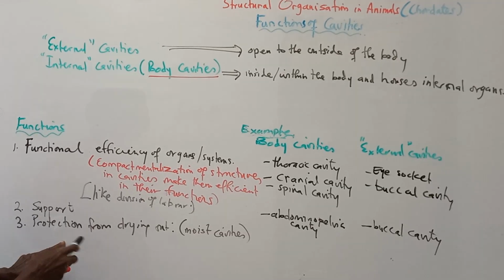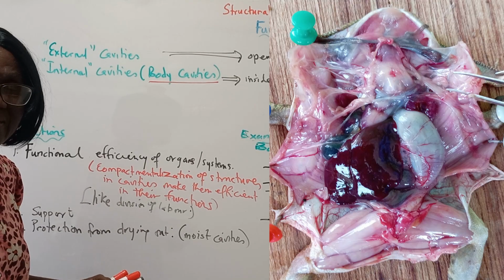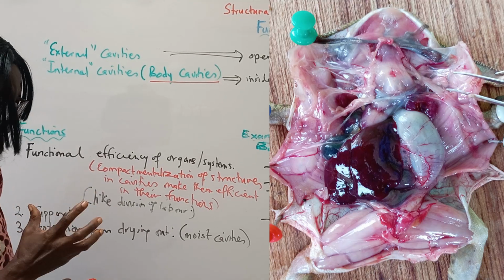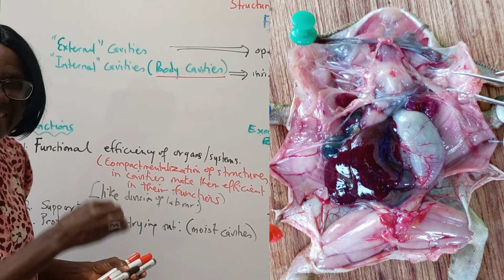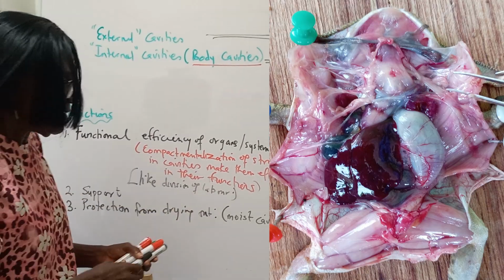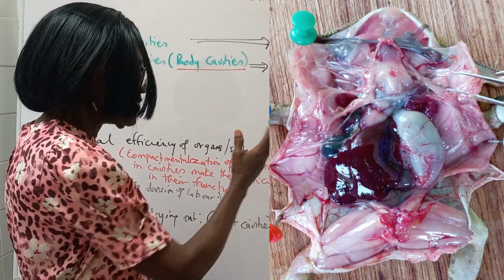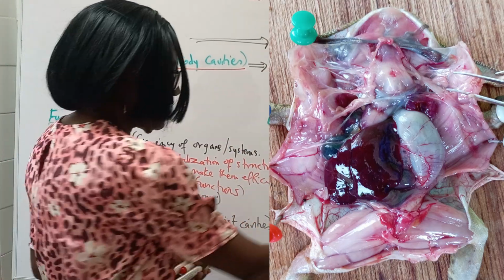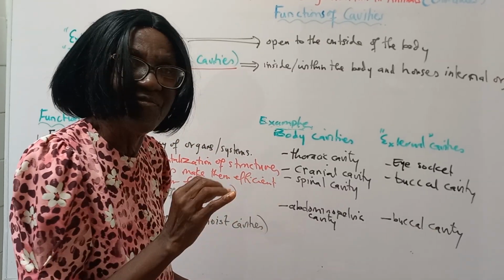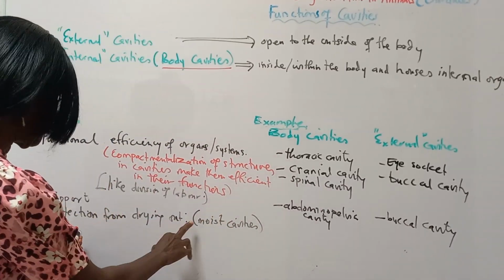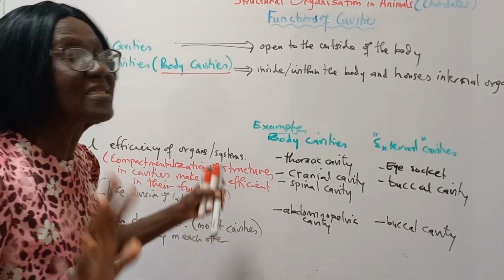Cavities also protect the structures from drying out because the cavities are moist and keep the structures from drying out and sticking on each other. Like the abdominopelvic cavity is moist, the thoracic cavity is moist. If we come here, the buccal cavity is moist, and so it prevents the structures from drying out, and it also prevents the structures from sticking on each other.